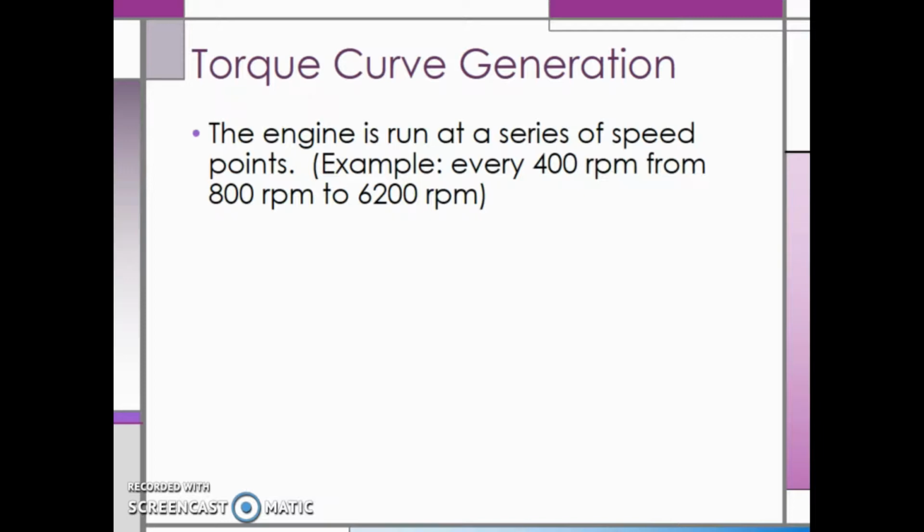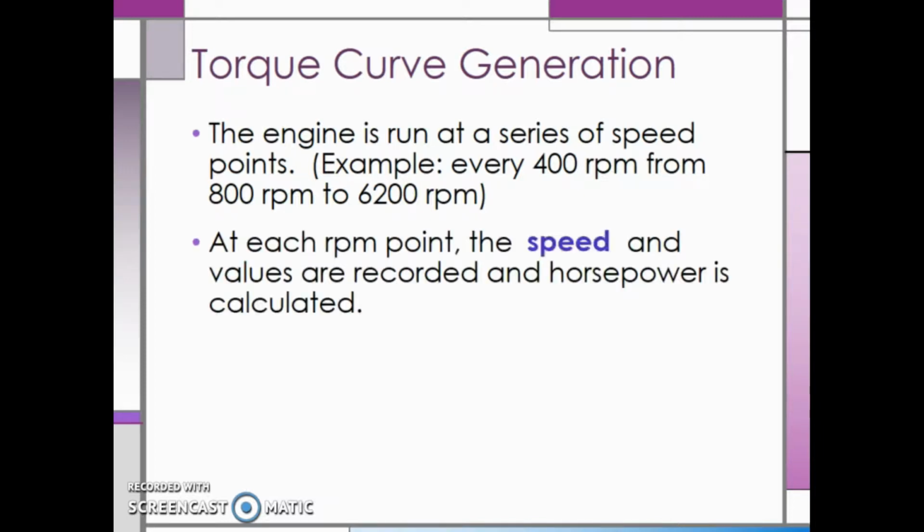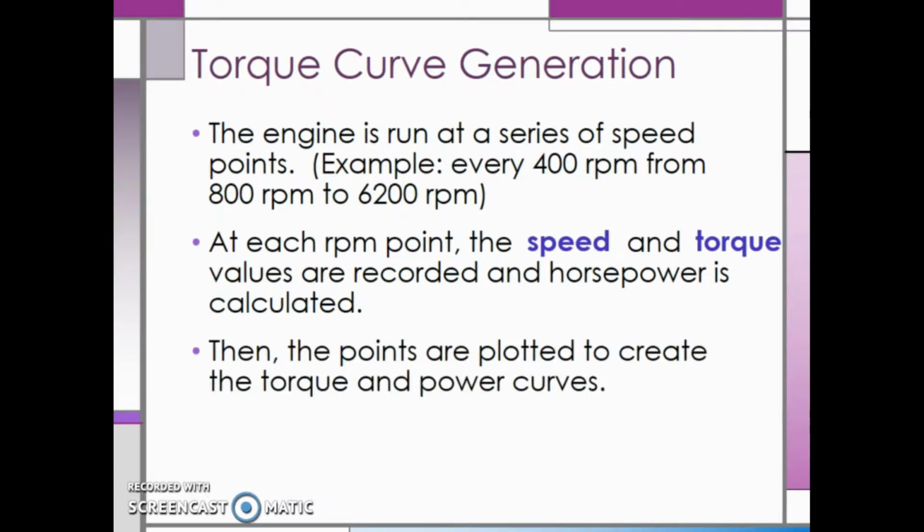At each of these speed points, the speed and the torque values are recorded and the horsepower is calculated. Then, the points are plotted to create the torque and power curves. Again, just like different engines produce different torque and power curves, different dynamometers have specific uses, and they also generate unique torque and power curves. Therefore, different types of engine dynamometers are used for different purposes.